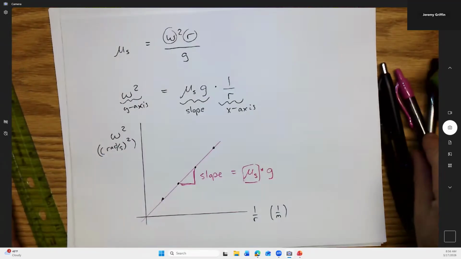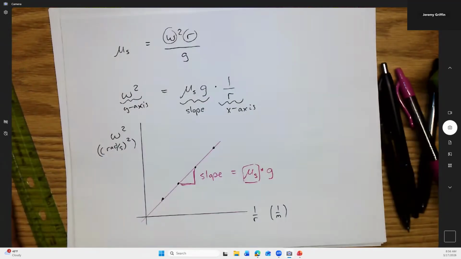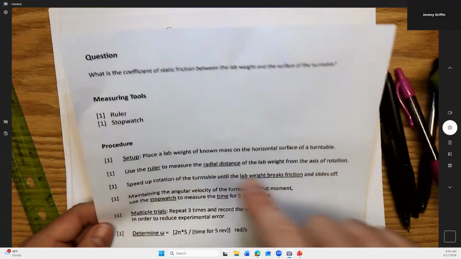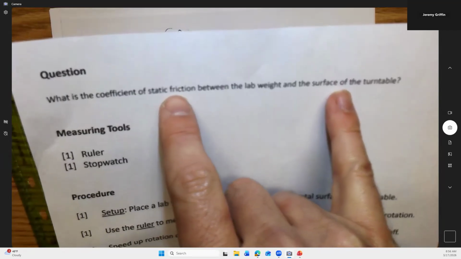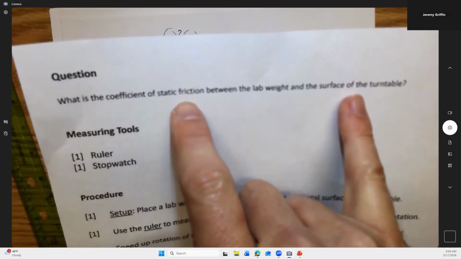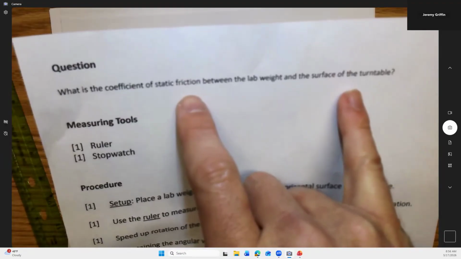I have a write-up. So here's the question you should come up with: what's the coefficient of static friction between the lab weight and the surface of the turntable? Or something like that, just pretty close. That's what you're trying to find.